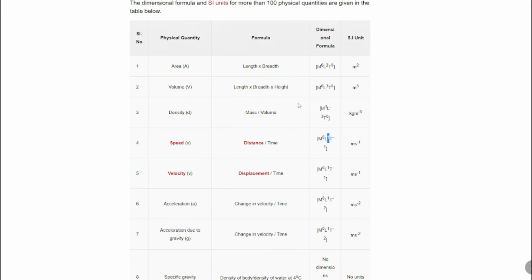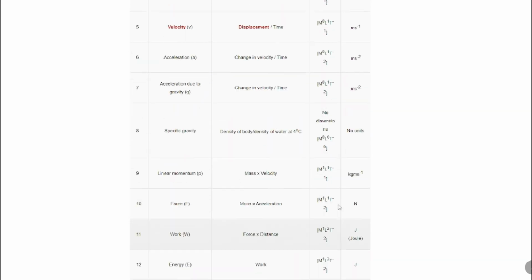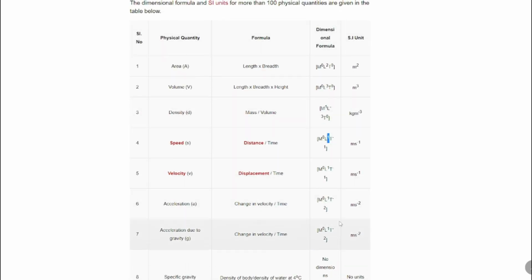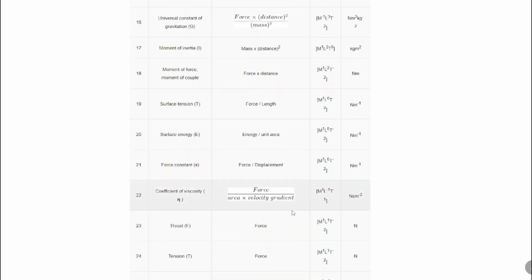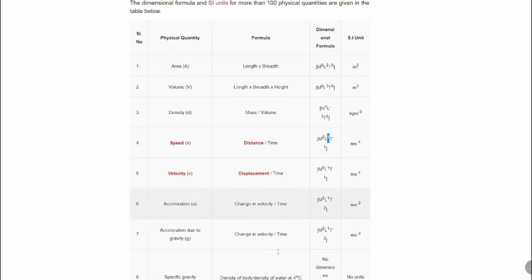If you know all the formulas and the SI units, then you can easily make the dimensions. This is really an easy chapter. For class 11th, if you memorize up to 23, it will be enough for you. Up to 20 to 23, if you memorize, you just have to know this formula and the SI units, then you can easily make the dimensional formula. I hope you have understood.